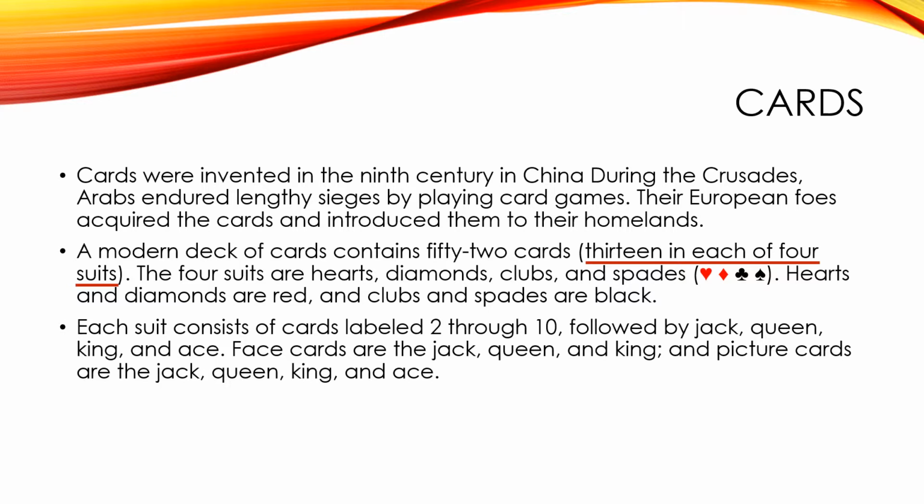Each suit consists of cards labeled 2 through 10. And then you have a jack card, a queen card, a king card, and an ace. Face cards are the jack, king, and queen. They have faces on them. And then picture cards are the jack, queen, king, and ace. I'm not sure if they'll do any in the questions that we have on WebAssign, but on some of the problems in your book, they call certain cards face cards and certain cards picture cards. So now you know what those are referring to.